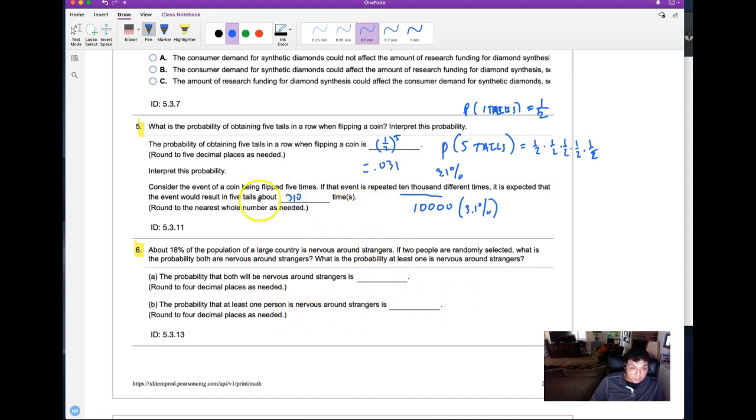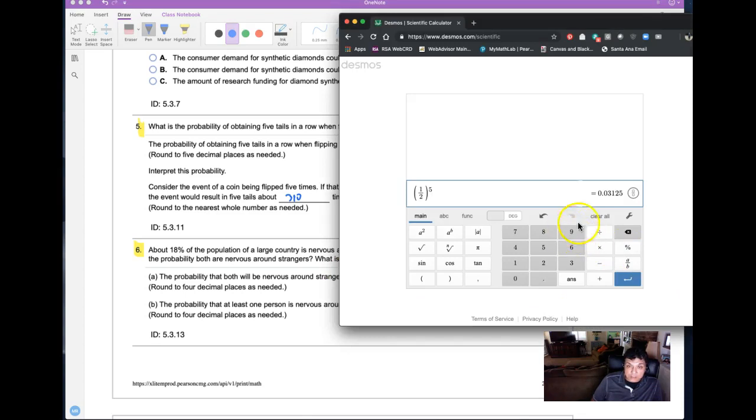The next question's related to this. 18% of the population is nervous around strangers. If 2 people are randomly selected, what is the probability they're both nervous? It's the sequence of events again. What's the probability that they're both nervous? Right, the sequence of events when we have these independent events. And so this would just be equal to 0.18 times 0.18, or we would say 0.18 squared. And so that would be our answer there.